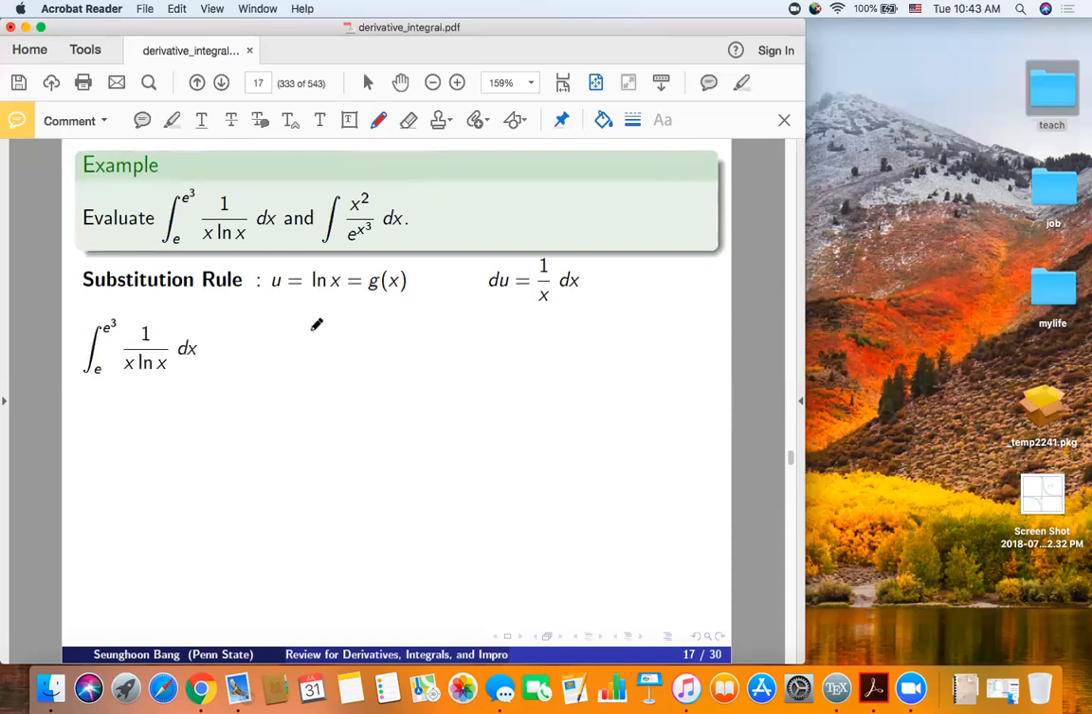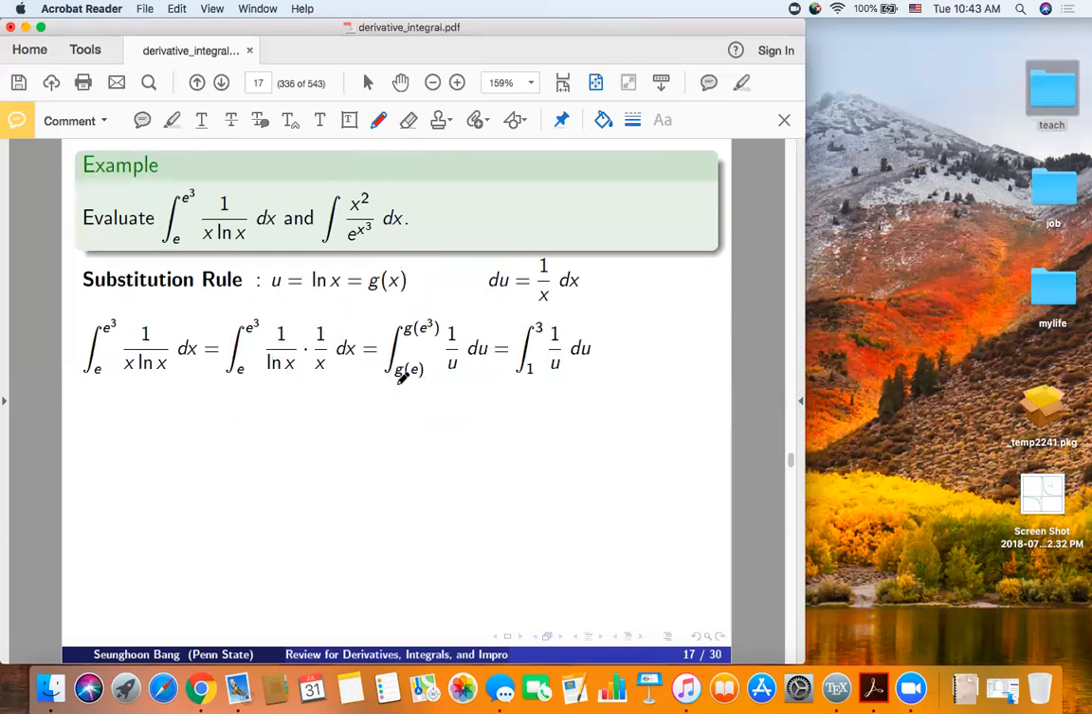So you can change it. Here, split 1 over ln of x times 1 over x and replace. Here, u is this one, plug in u. The 1 over x dx is only du, so we have it. So next, you can plug e into here, g of e. You plug e cubed into here, g of e cubed.